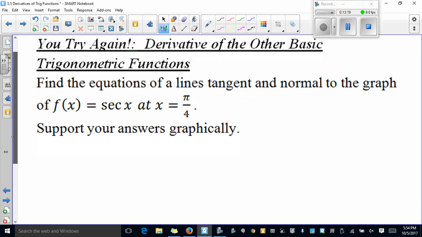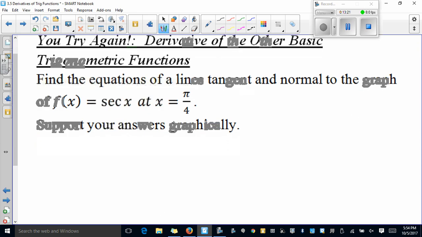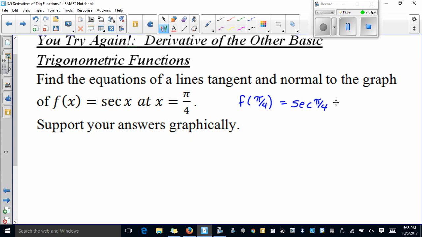So find the equations, line, normal, and tangent. This is just secant. So I could even go through here. Well, f of x is secant of x. So f at pi over 4 is going to equal secant at pi over 4. And secant is the reciprocal of cosine. And cosine at pi over 4 is radical 2 over 2, which gives me my secant value of just radical 2. Cool. So we have my x and y value now.